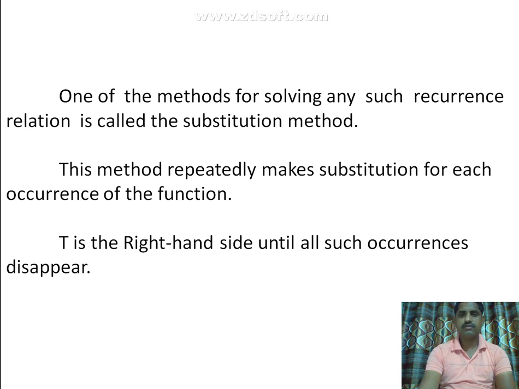One of the methods for solving any such recurrence relation is called the substitution method. This method repeatedly makes substitutions for each occurrence of the function on the right-hand side until all such occurrences disappear.